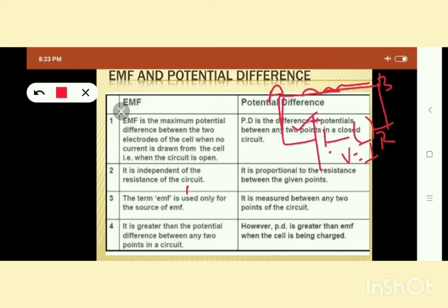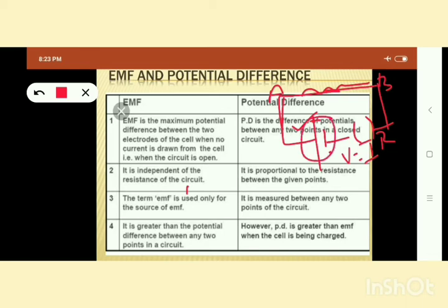And what is the third point? The term EMF is used only for the source of EMF. It is the source of current actually. EMF is the source of current. But potential difference is not a source of current. It is just measured between any 2 points of the circuit. And source of current means what here? Battery is EMF and it is the source of current here.